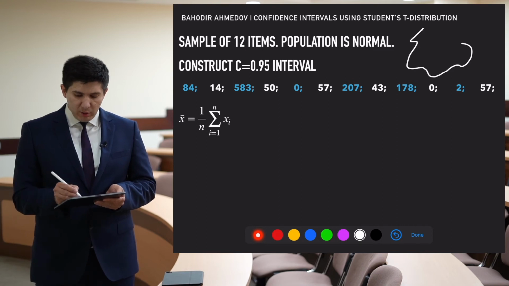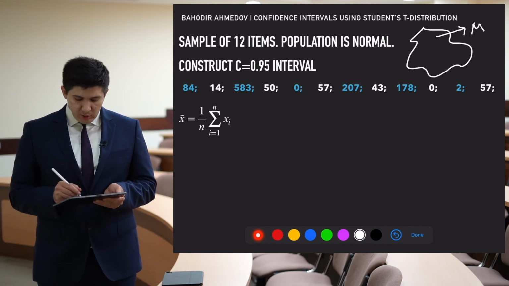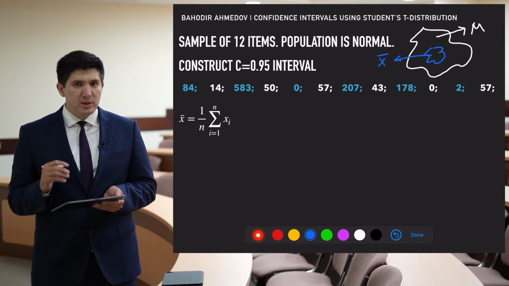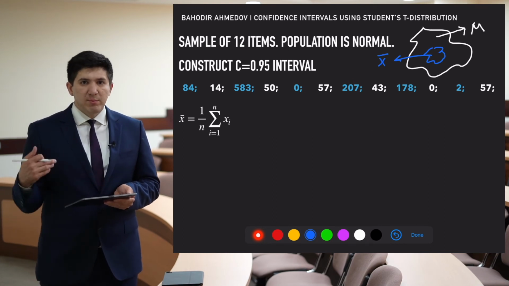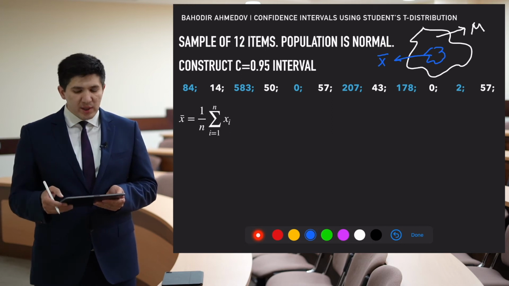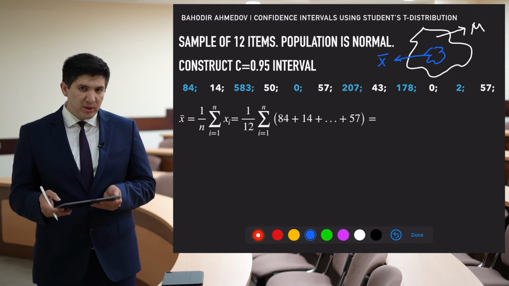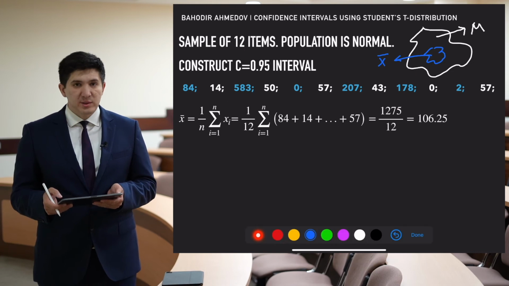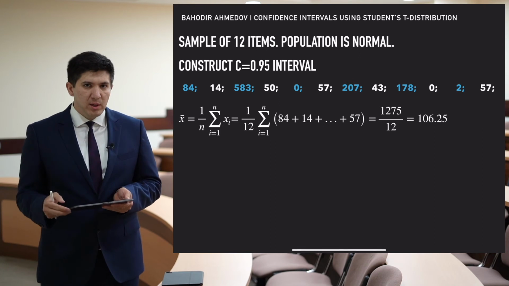So you are going to have the population. You would like to know what is the mean of this population. In order to do that, you choose a small sample from this population and you calculate the mean of the sample. Your sample here consists of only 12 items. Here are all of the 12 items. In step number 1, we calculate the mean. In order to calculate the mean, you have to sum all of these values, starting with 84, ending with 57, and divide this by 12. This is going to be equal to 106.25.